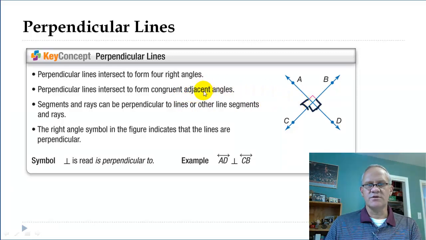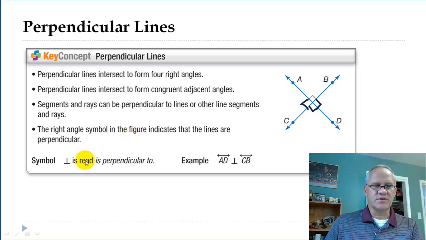They're also all adjacent to each other. And of course, they're all congruent because they're all 90 as well. And of course, we already talked about that symbol telling you that it's a right angle.